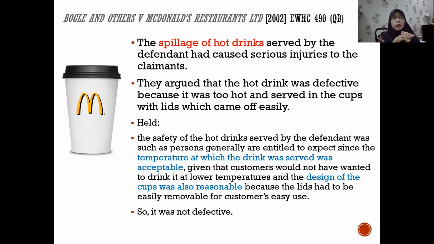The design of the cups was also reasonable because the lids had to be easily removable for customers' easy use. If it's too tight, it will pose a high risk to the customer to open it up and remove the lid, because they want to drink the hot drink. So overall, the finding by the court here was that it was not defective.